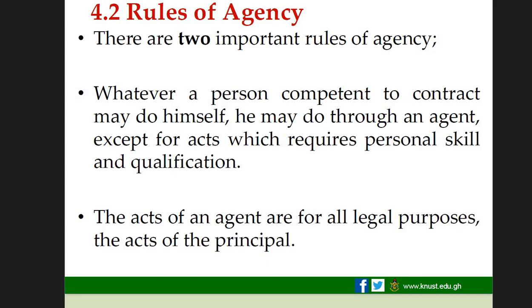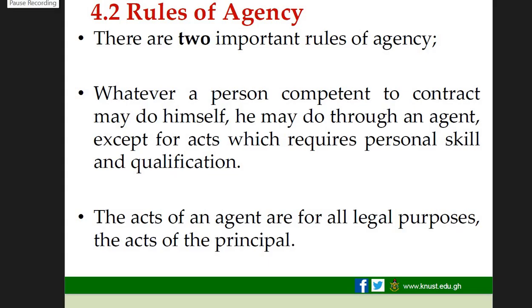So let's move on. We have rules, right? Rules of agency. And so for the rules of agency, here we are going to look at some rules of agency, right? So we say whatever a person competent to contract may do himself, he may do through an agent, except for acts which require personal skill and qualification. That's the first one. Then the second one is the acts of an agent are for all legal purposes the act of the principal, right?